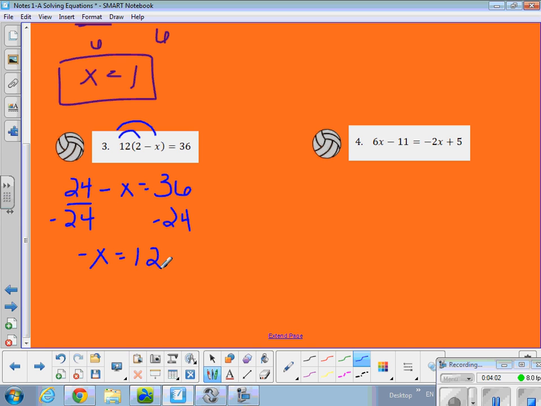I want to know what x is. So to do that, I'm going to divide both sides by a negative 1. And that's going to give me x is equal to a negative 12. Now let's take a look at number 4 here.